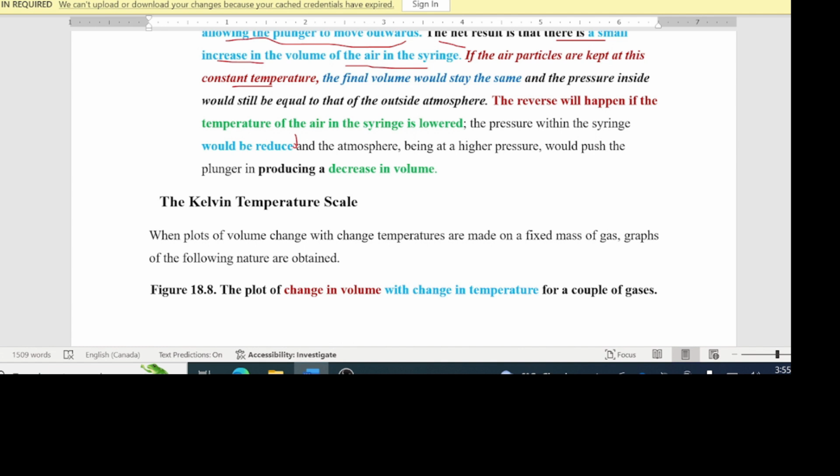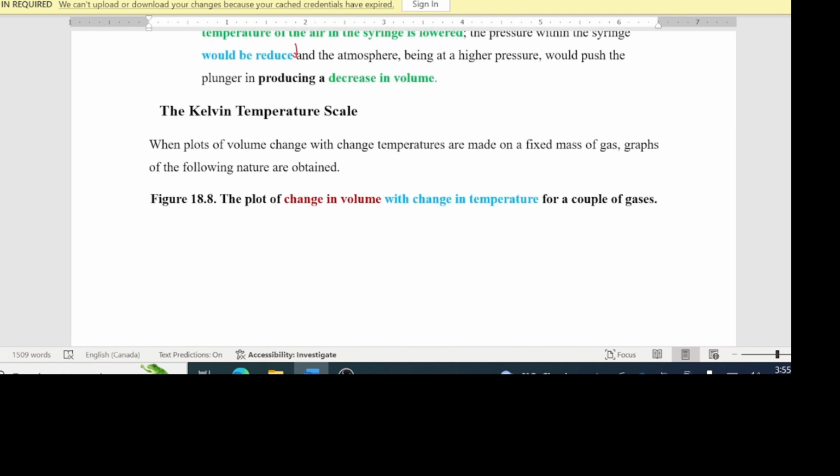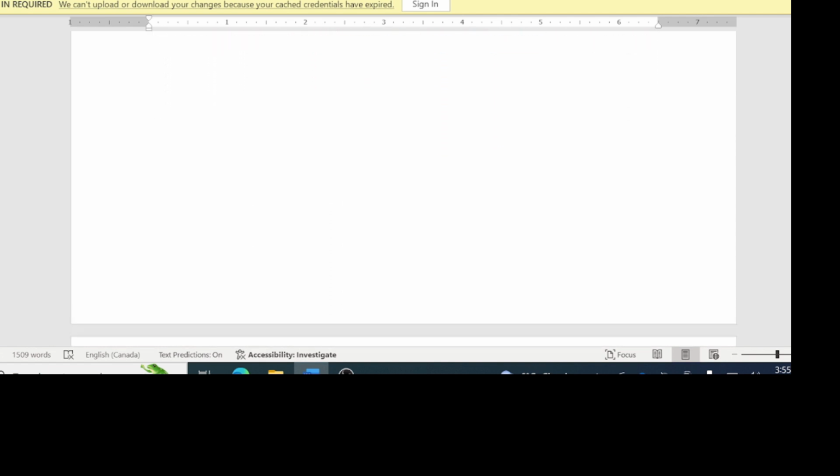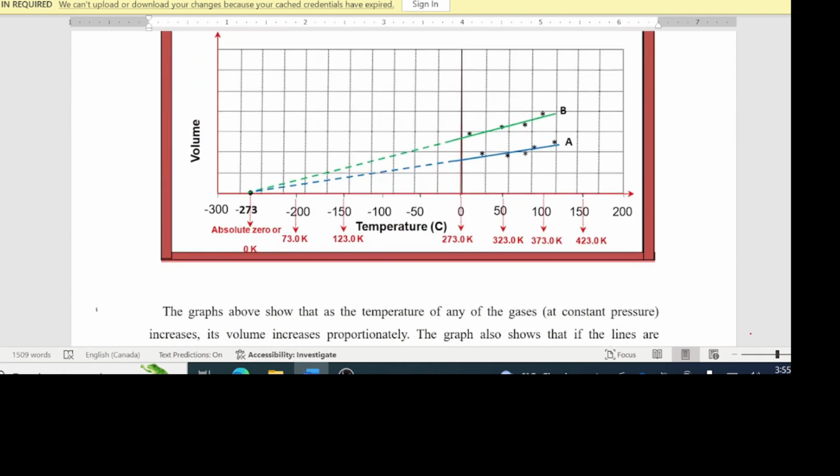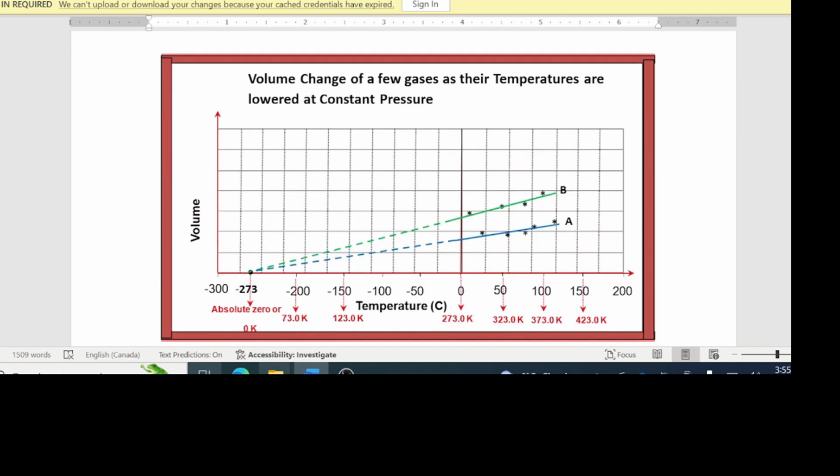Now we have to talk about the Kelvin scale, all right? Before we talk about the Kelvin scale, you have to look at what happens in this graph when a plot of temperature changes and increase in volume is made for a few gases. So look what happens. If you start with a certain volume of a gas, that was the volume there. Talking about gas A, you increase its temperature. You see what's happening? Its volume is increasing.